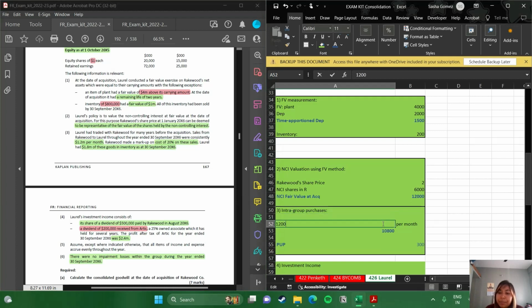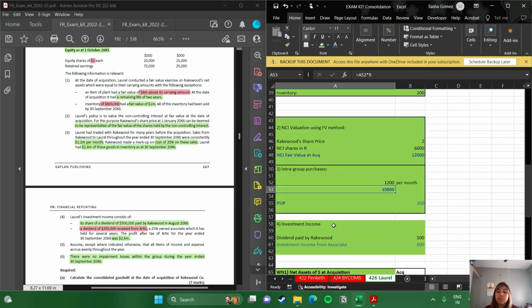So basically 1.2 million per month. So your intergroup purchases is 1.2 million into 9 months. That is your intergroup purchase. That will be deducted from your revenue and deducted from your cost of sales.